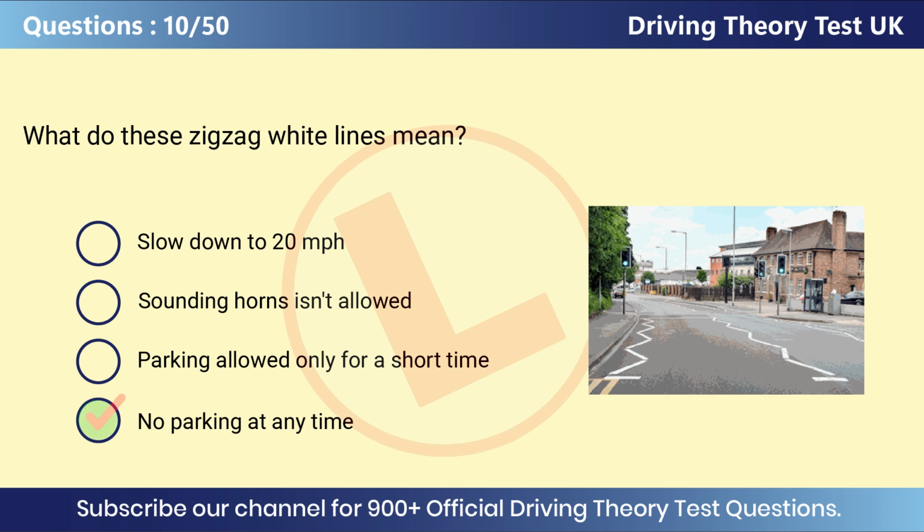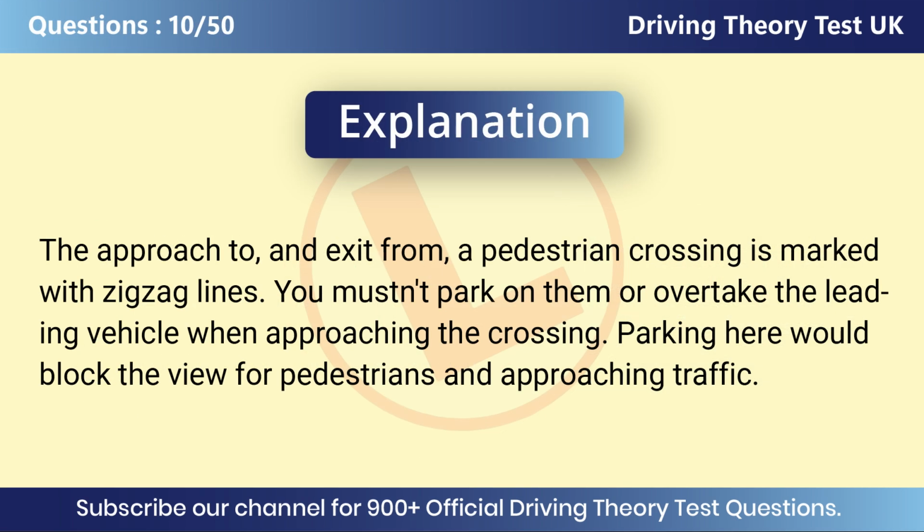D. No parking at any time. The approach to, and exit from, a pedestrian crossing is marked with zigzag lines. You mustn't park on them or overtake the leading vehicle when approaching the crossing. Parking here would block the view for pedestrians and approaching traffic.